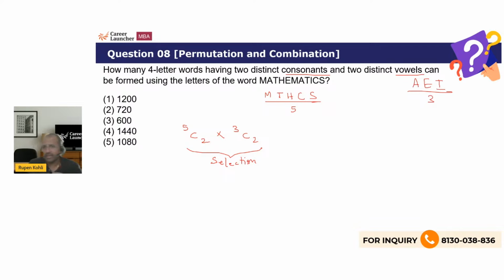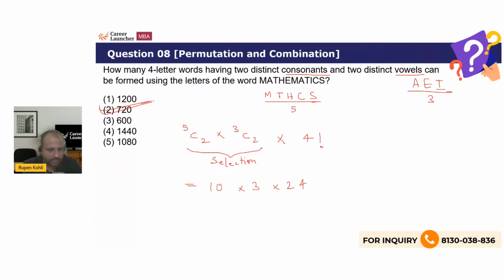First select, then arrange. Now, how many ways can you arrange? Simply 4 factorial, because we have 4 distinct objects. 4 distinct objects can be arranged in 4 factorial ways. That is your answer. Why did you not give me the answer? 5C2 is 10, 3C2 is 3, 4 factorial is 24. 24 into 3 is 72, into 10. That is your answer, 720.